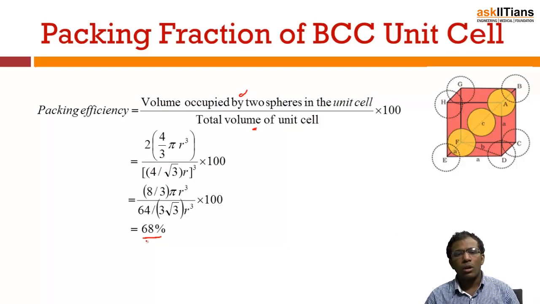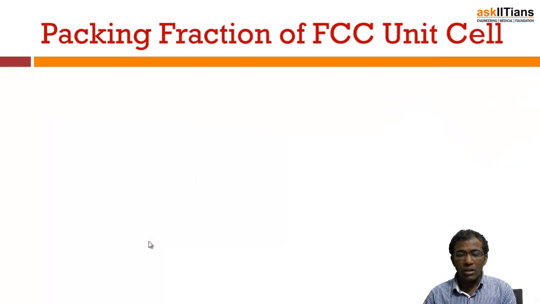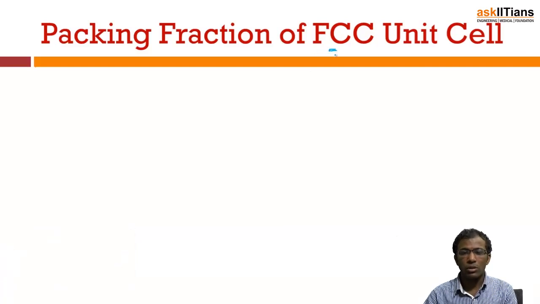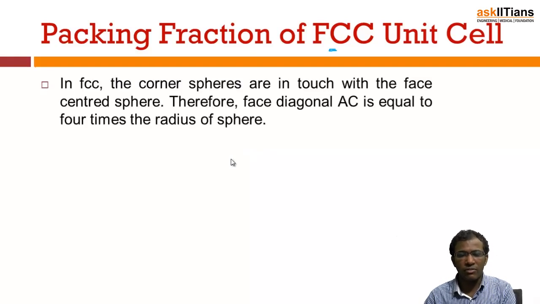Okay, so let's move to the packing fraction of the FCC unit cell, which is the most efficient structure, the most efficient unit cell. So in this case we have less void percentage and we have more space. The given space is filled more efficiently in an FCC or HCP unit cell. So let's calculate the packing fraction of this.